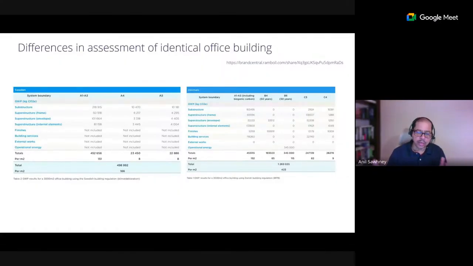So how can you compare? How can you benchmark? How can you create baselines if the inclusions and exclusions from your assessments are not consistent? That's where our standard comes in, and we provide you with a very detailed whole life carbon assessment methodology.